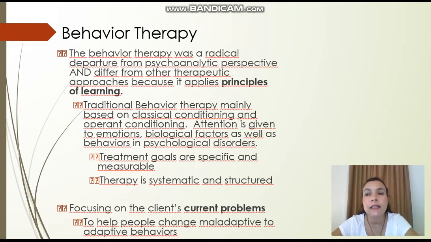The most accepted and valued part of behavior therapy is that, since everything is very systematic in the approach, treatment goals are specific and measurable. Remember that for experiential therapies and for psychodynamic approaches, it was difficult to measure treatment goals and whether the goals were achieved by the clients through scientific measures. Behavior therapy brings this empirical evidence. So one of its basic strengths is this specificity and measurability, and they focus on the client's current problems. The basic aim is to help people change their maladaptive behaviors to adaptive ones.